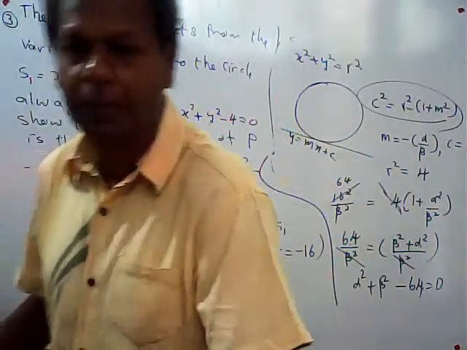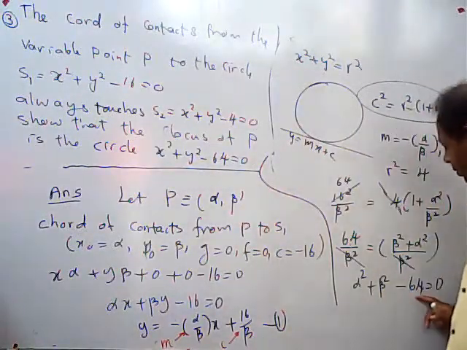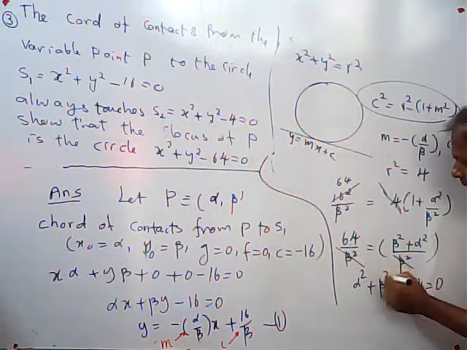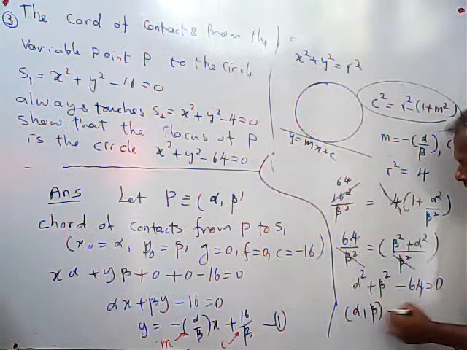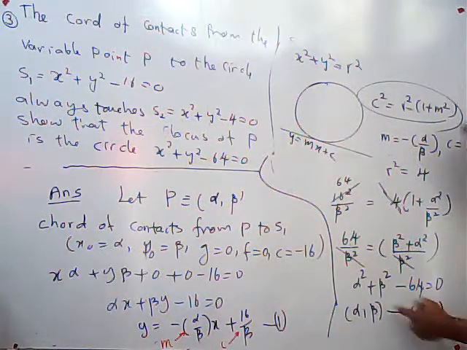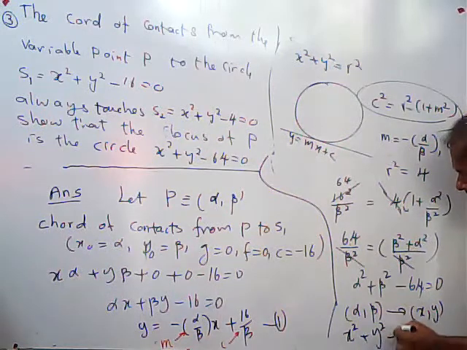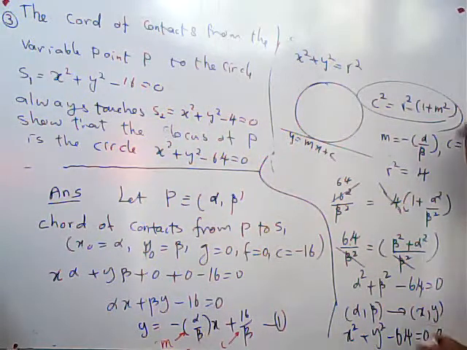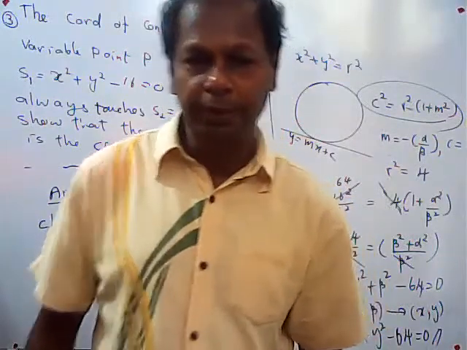Finished. Okay. So you reach alpha square plus beta square minus 64 equals 0. As the final step, to convert this into the equation of the circle, we replace alpha, beta by x, y, and you finally get x squared plus y squared minus 64 equals 0. That's the path of the variable point P.